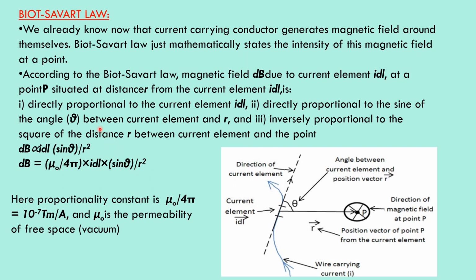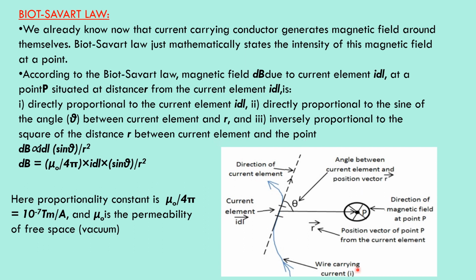It depends on the angle theta between the current element and the position vector, and it is inversely proportional to the square of the distance r between the current element and the point P. According to the Biot-Savart law, the magnetic field at point P produced by a current carrying conductor is directly proportional to the small length dL of the wire, directly proportional to the sine of the angle theta made between the current element and the line to that point, and inversely proportional to the distance r between the current element and the point P.